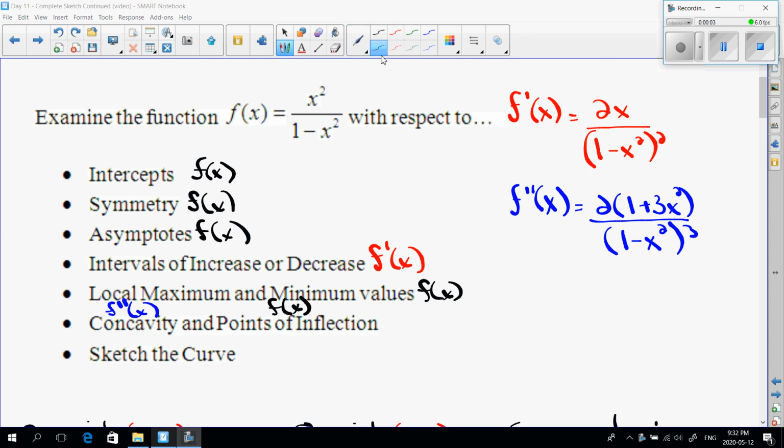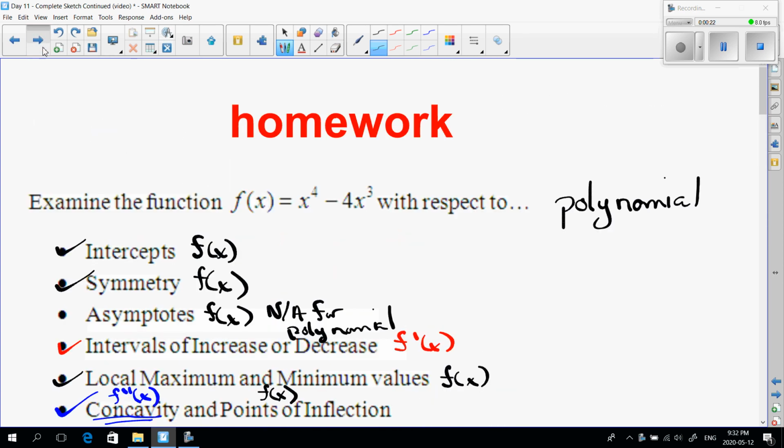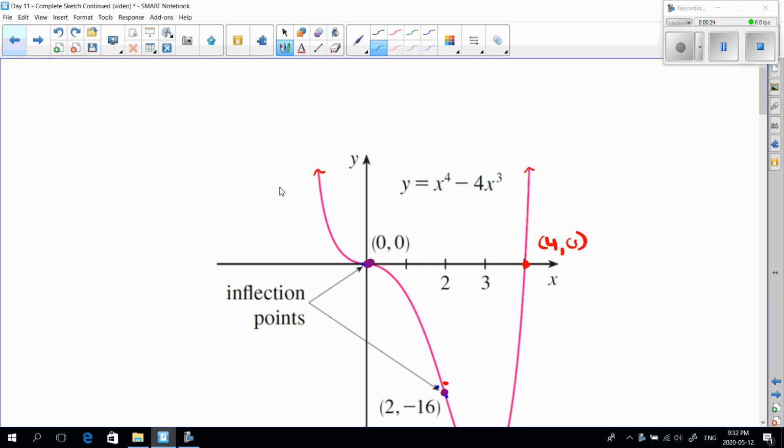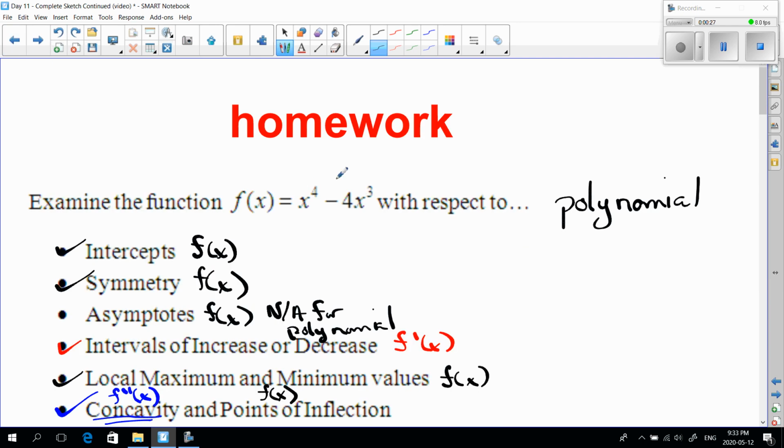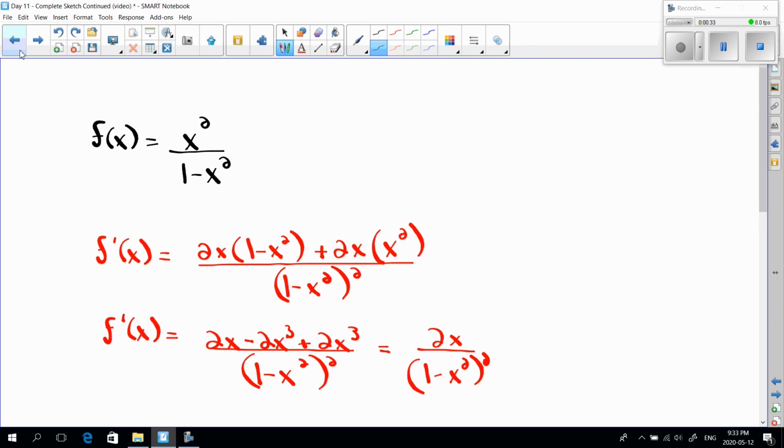All right, this is the second video in our curve sketching section, and today we are going to sketch a rational function. Okay, a rational function because it's in the form of a fraction. The first video we did, we looked at a polynomial function. Okay, so the polynomial function was f of x equals x to the fourth minus 4x cubed. All right, that was the polynomial example we did in the first video. Today we're going to look at a rational function.